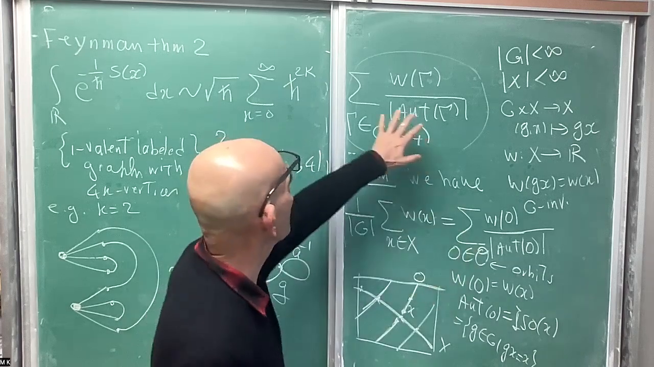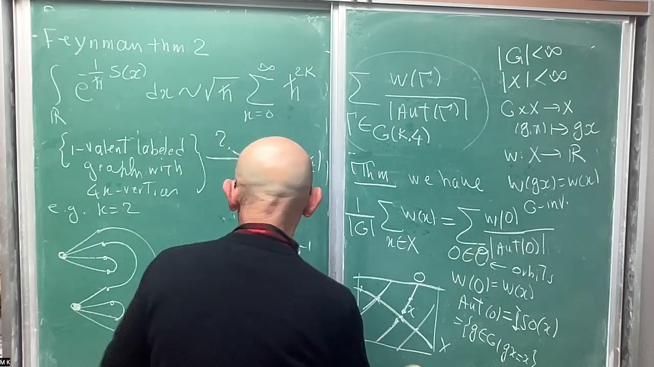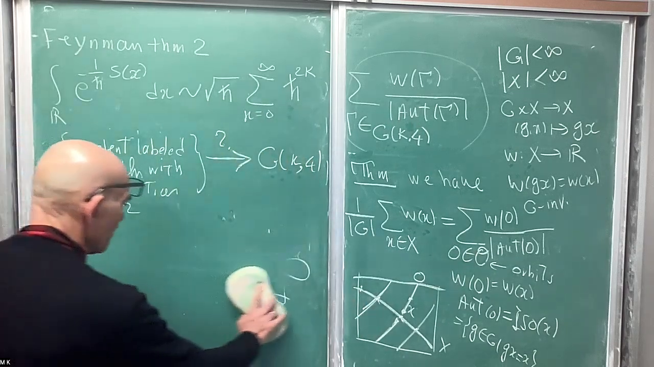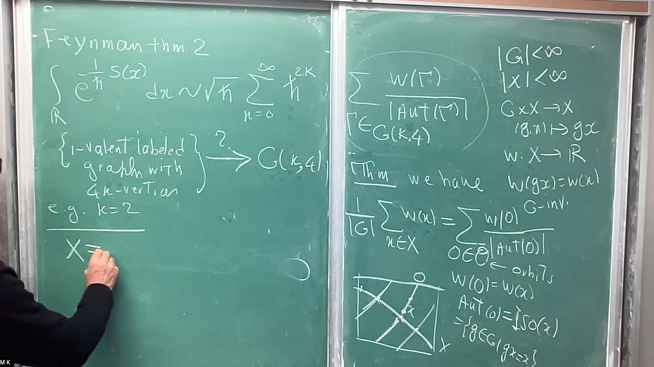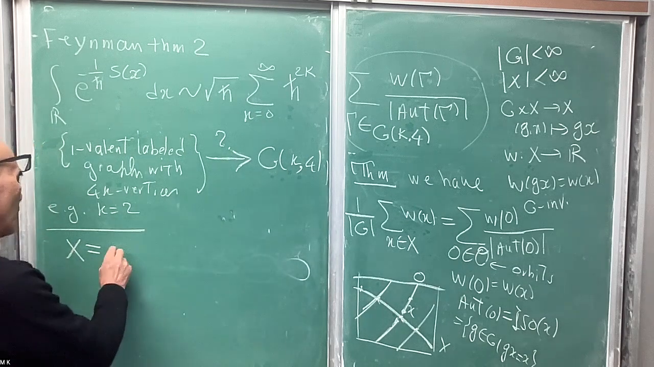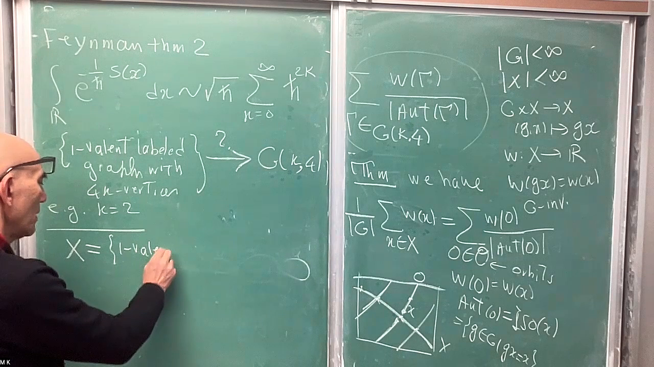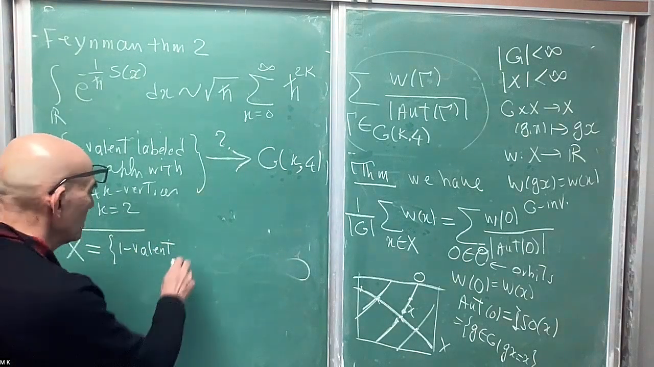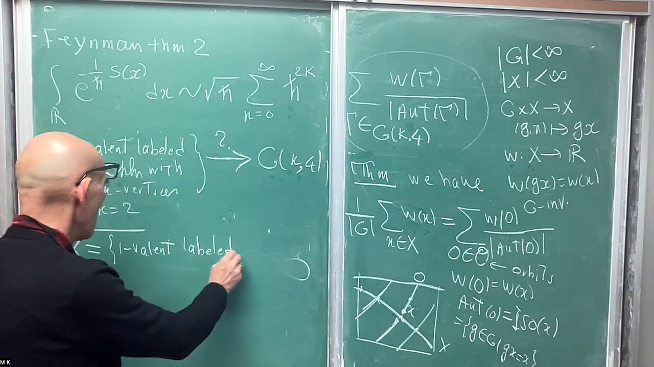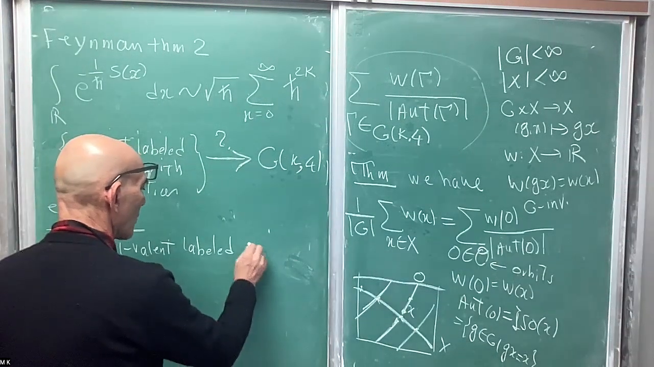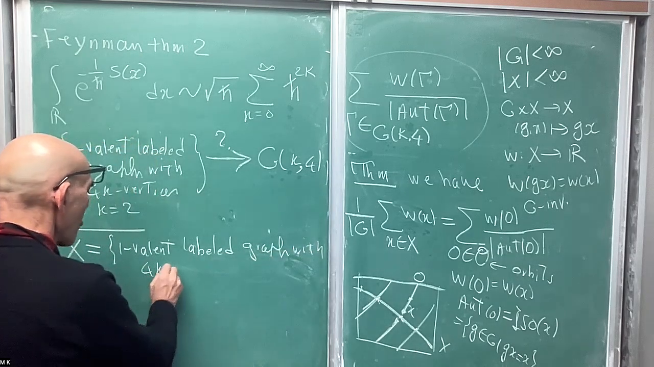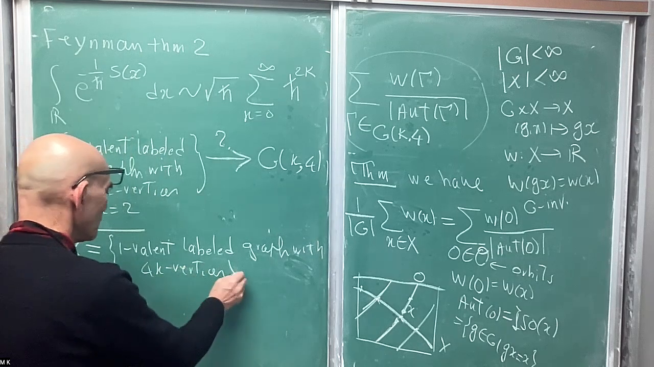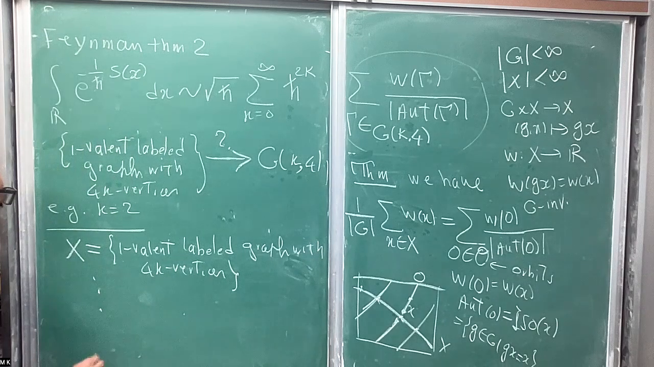That's what we need in order to prove this theorem. What happens in our example actually is the following. In our example, this X is going to be the set of one valent labeled graphs with 4K vertices. So again, like K equal to 2.